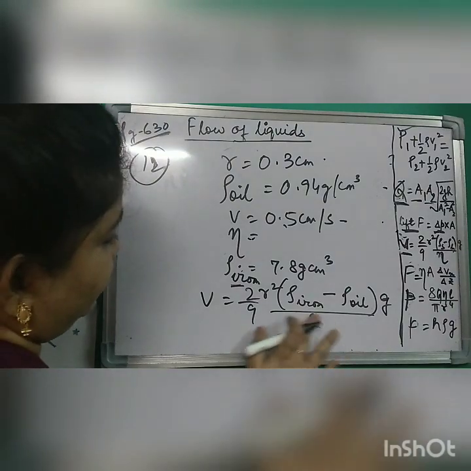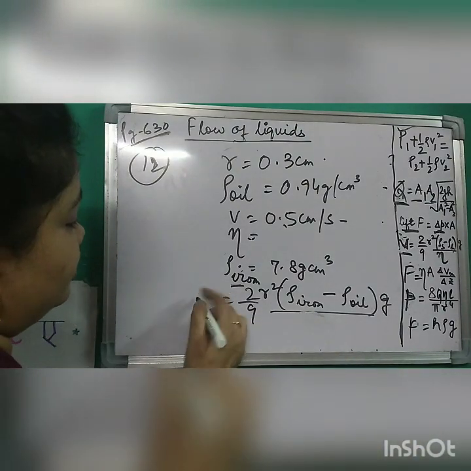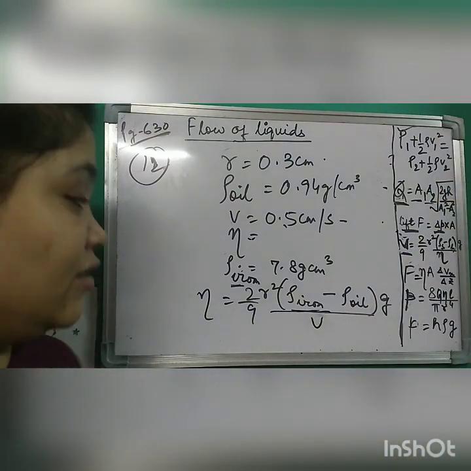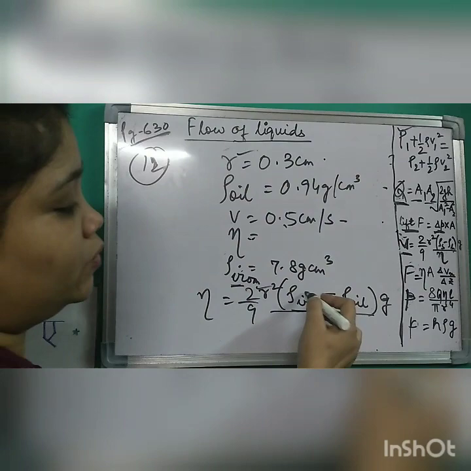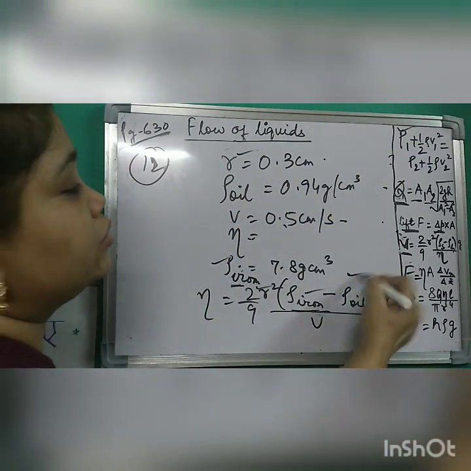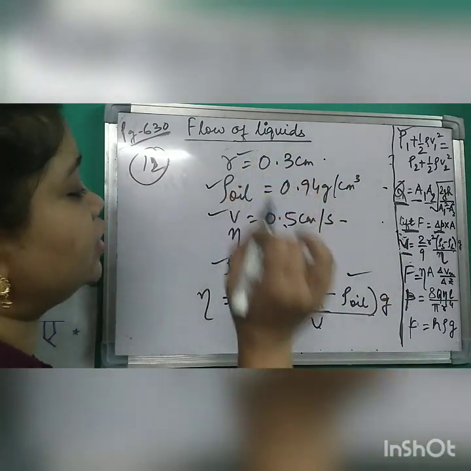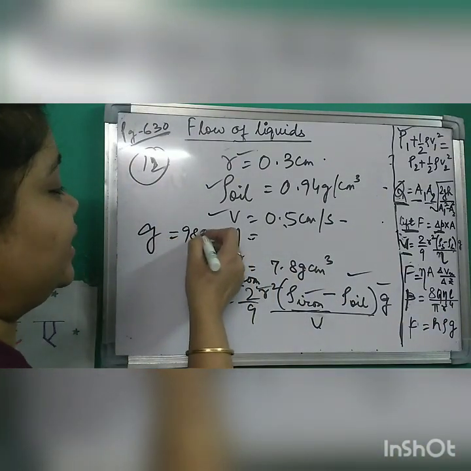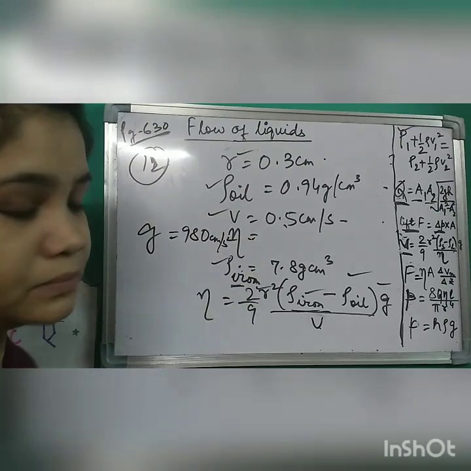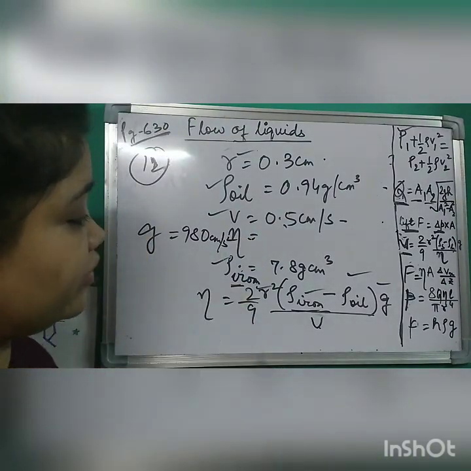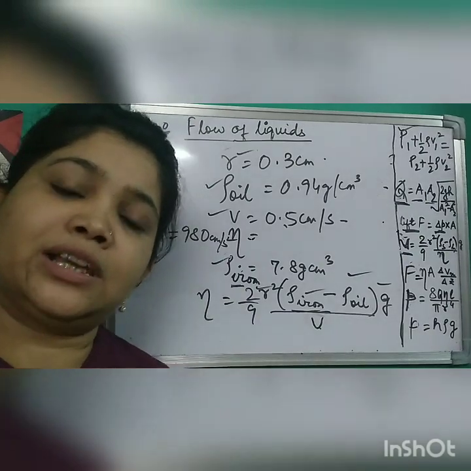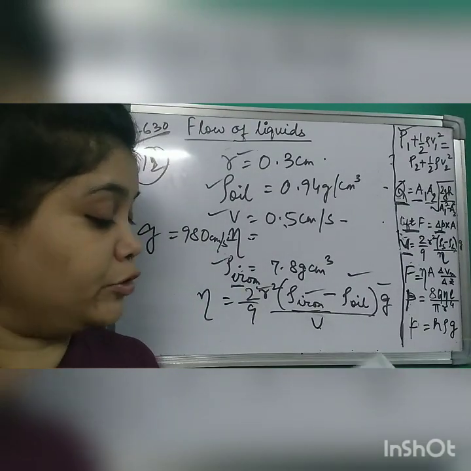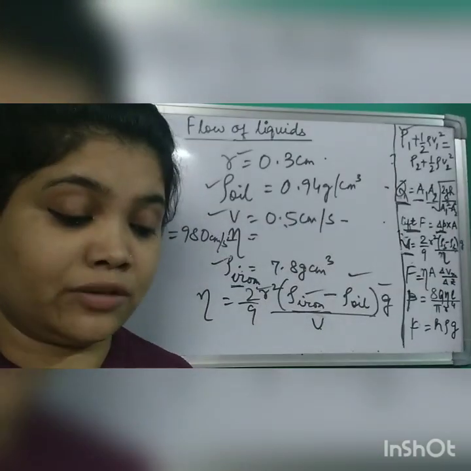We have to find out eta. So just put eta here and put the velocity here. Put the values and solve. You know r, you know the density of iron, you know the density of oil, you know the terminal velocity. Put it, and g also. Since it is in centimeter, take it as 980 centimeter per second square. So you know all the values. Put it, solve, and you will get your coefficient of viscosity. This will give you the coefficient of viscosity of the oil.